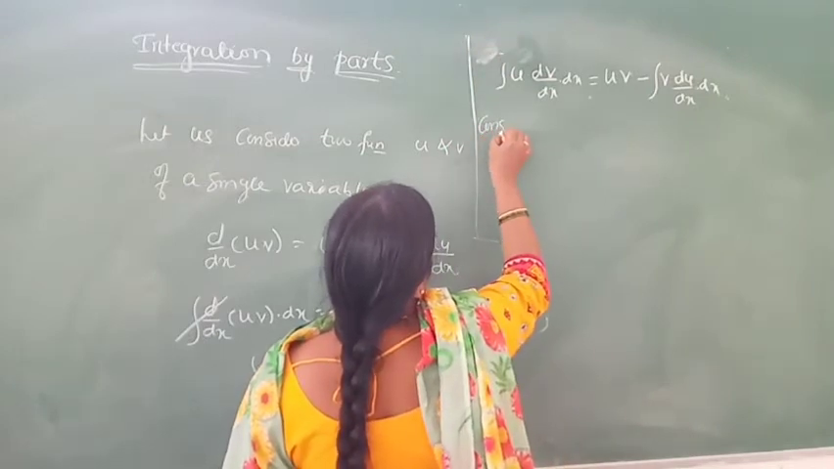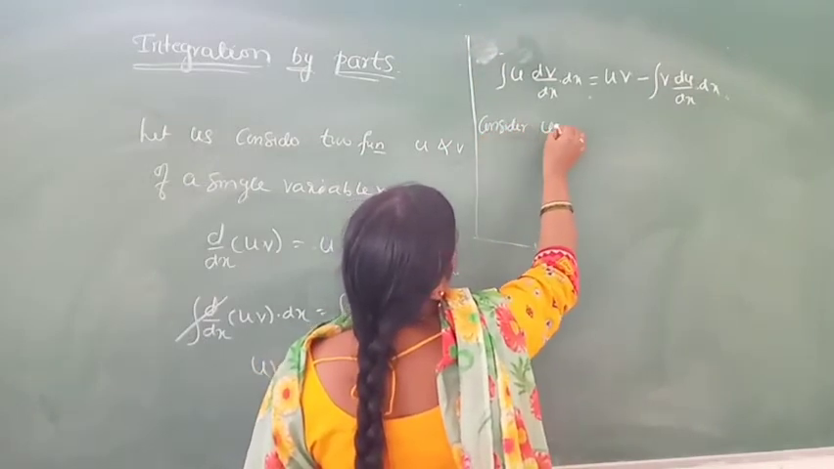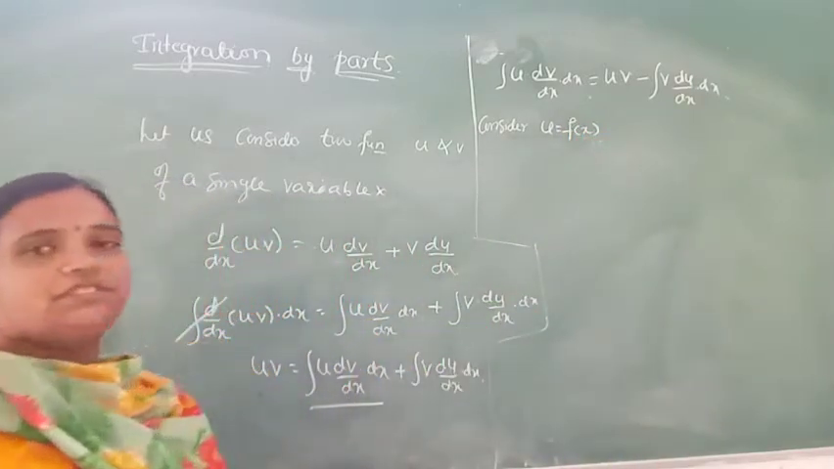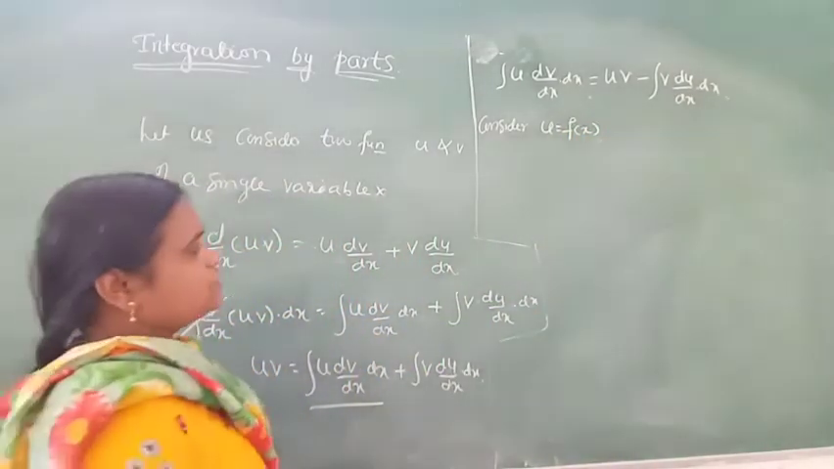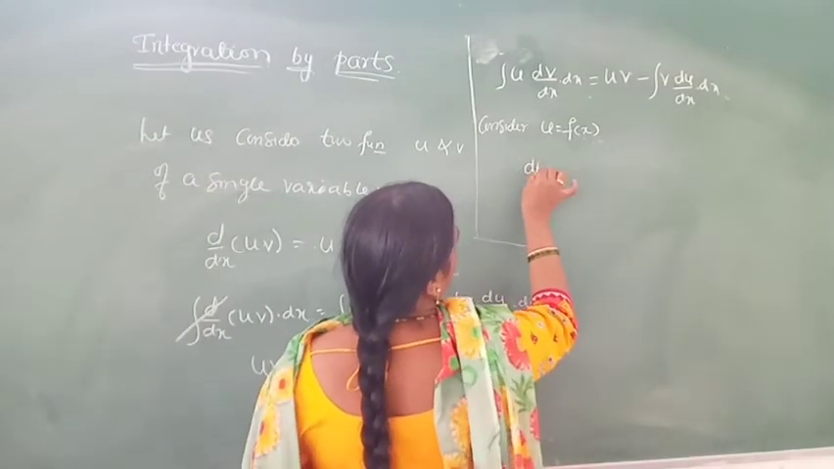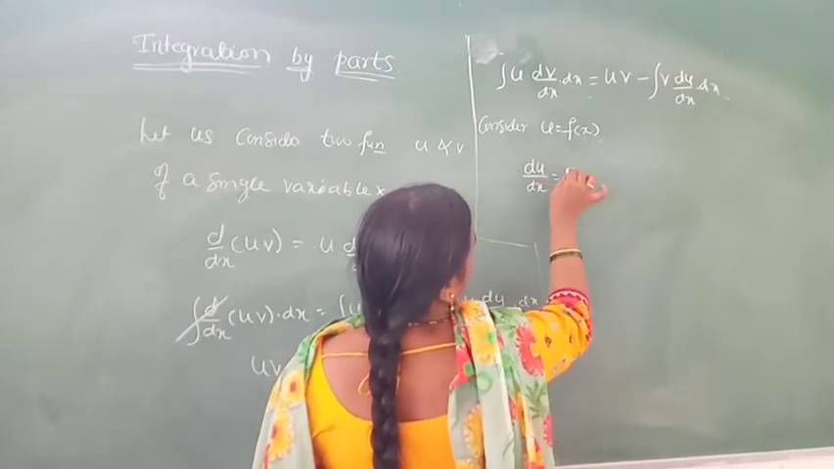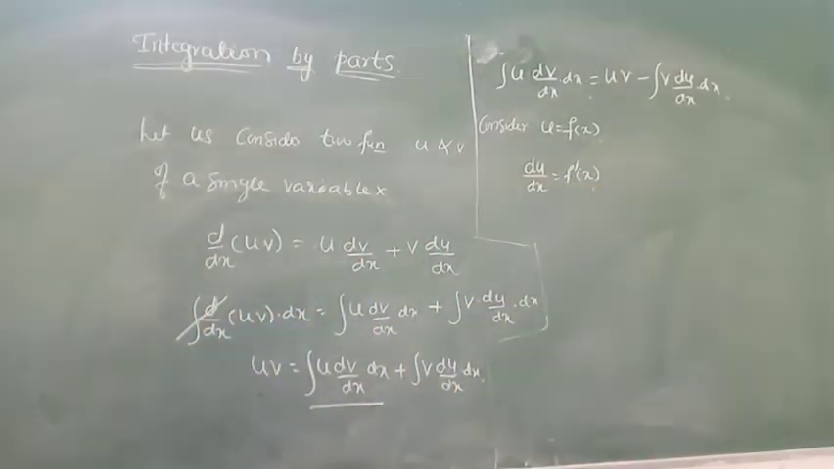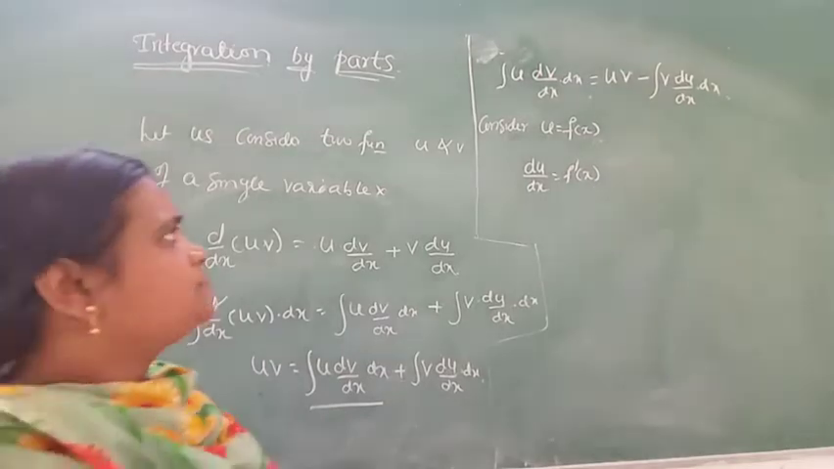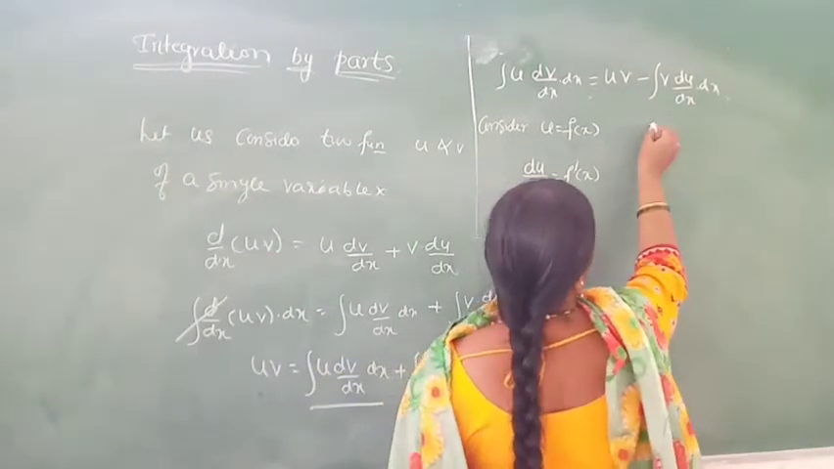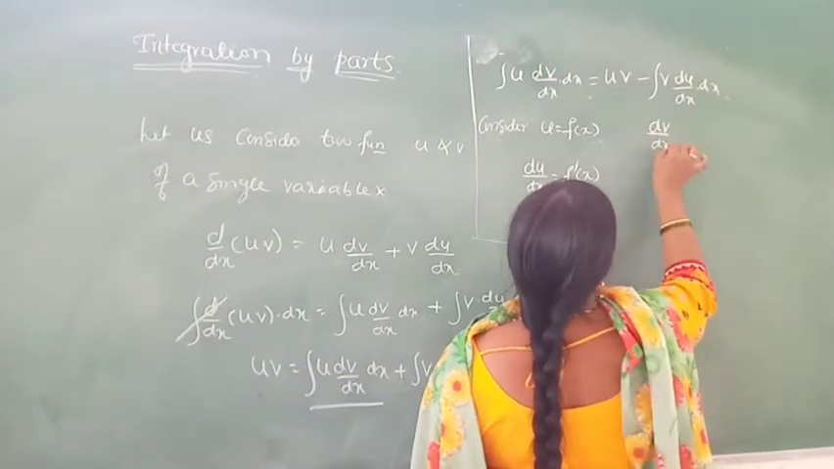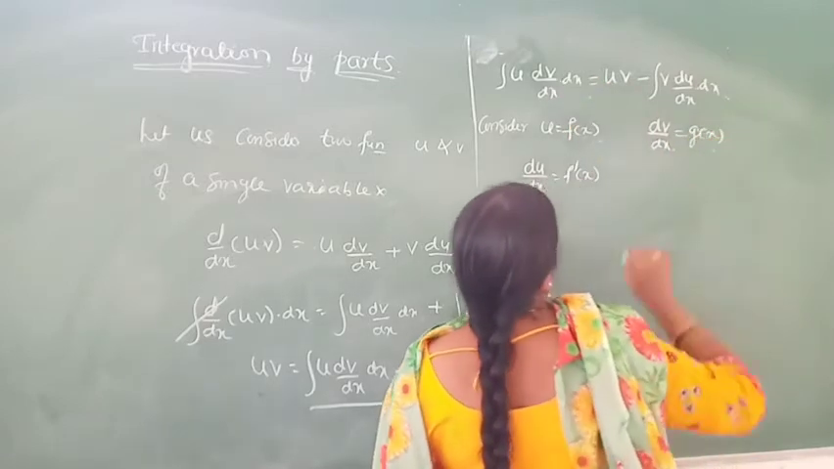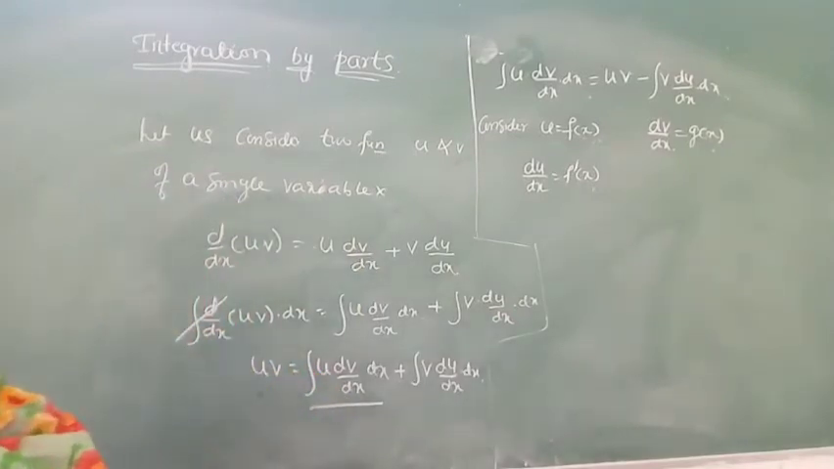Next, consider the function u. What are we taking? U is f of x. Then du by dx is nothing but the differentiation, f dash of x. Next, consider dv by dx. Consider that dv by dx is g of x.